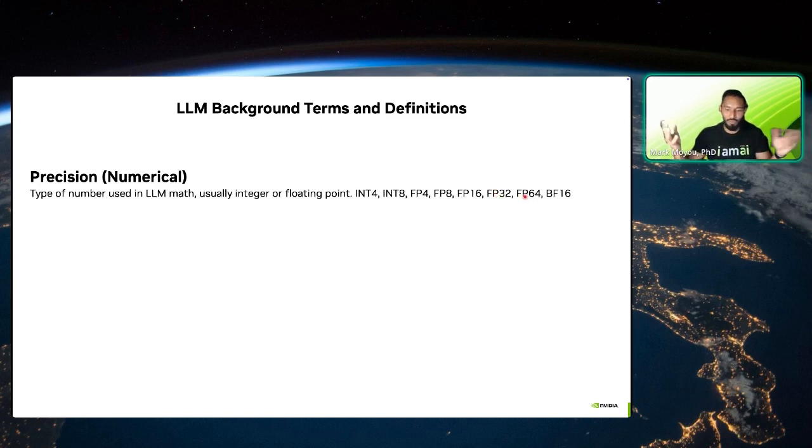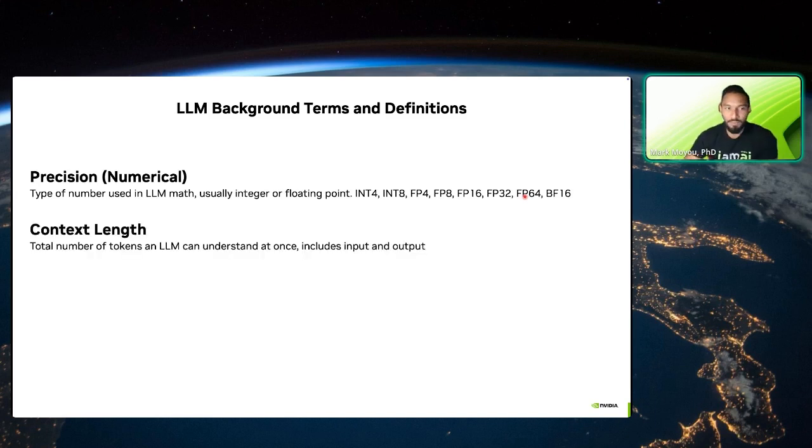Folks who do a lot of high frequency trading, for instance, need a ton of accuracy. In most cases, you don't necessarily need that much accuracy to predict the next token. So hopefully that makes sense.